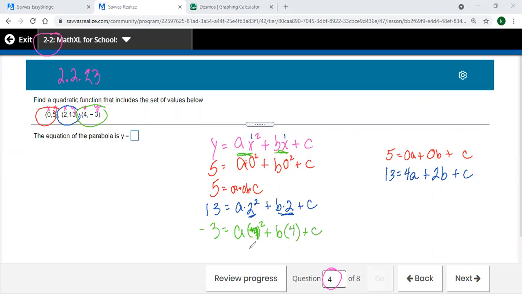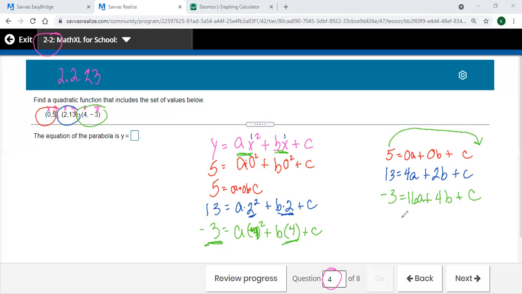Let's see if I get this right here. -3, the y, right there. And then I've got a +4 squared, so that's 16a, and then a 4b right here, and my c.